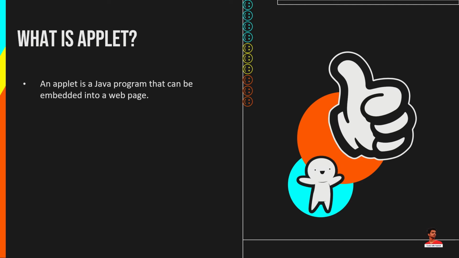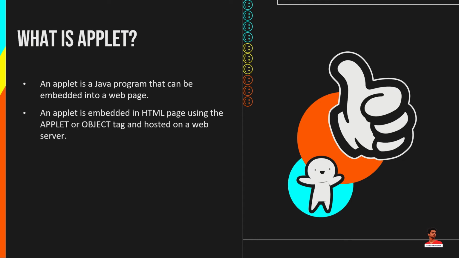An applet is a Java program that can be embedded into a web page. It runs inside the web browser and works at client side. An applet is embedded in HTML page using the applet or object tag and hosted on web server. Applets are used to make the website more dynamic and entertaining.